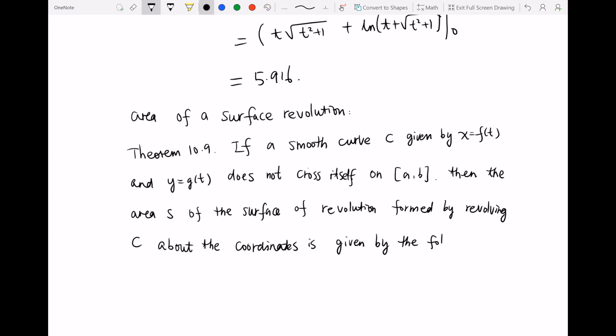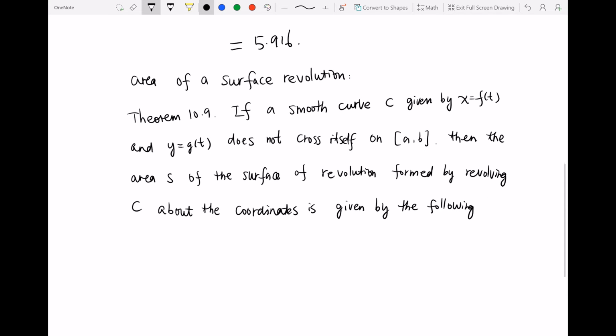Actually, it's pretty simple. I can show you. The formula is pretty simple. Okay, first one, revolving about the x-axis. So first rotate it with respect to the x-axis, or revolution about the x-axis.